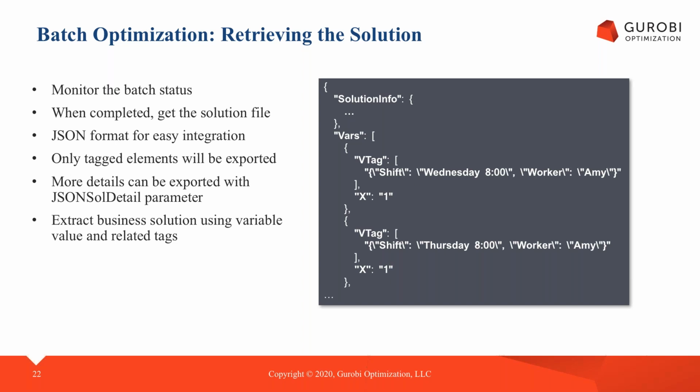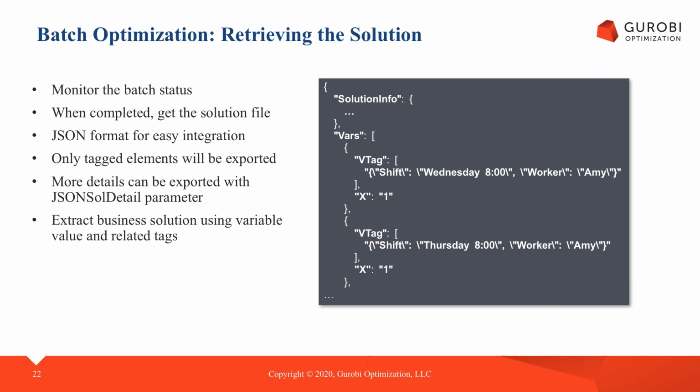In this example, you can see on the right the JSON formatted solution, where you have some general information about the solution inside the solution info section, and then you have an array of variables. This array will contain all the variables that have been tagged, and you can see the value of the variable with the X attribute. And you also can retrieve the tag in the vtag property. And you can see that inside this vtag, we have a string which is formatted as a JSON object that contains the worker and the shift.